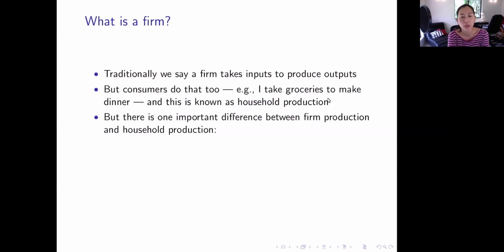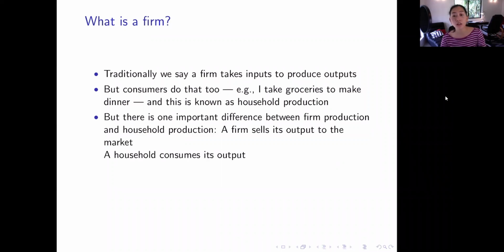What is a firm? Traditionally, we say a firm takes inputs to produce outputs, but consumers do that too. Like for example, I take groceries to make dinner, and it is known as a household production. But there's one important difference between firm production and household production. A firm sells its output to the market, whereas a household actually consumes its output. It's never been traded.